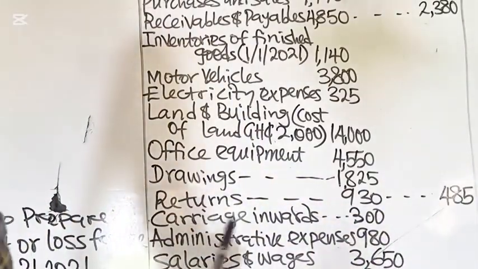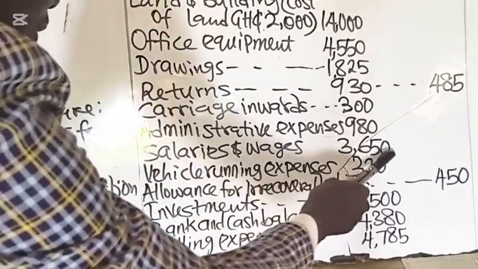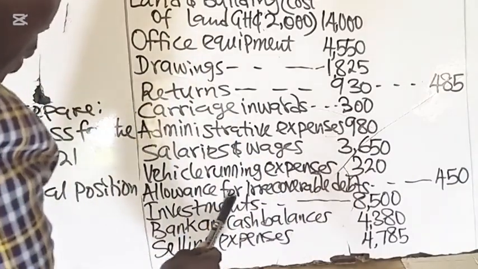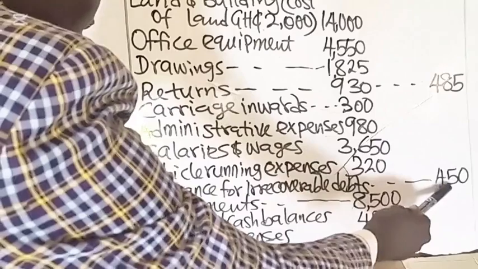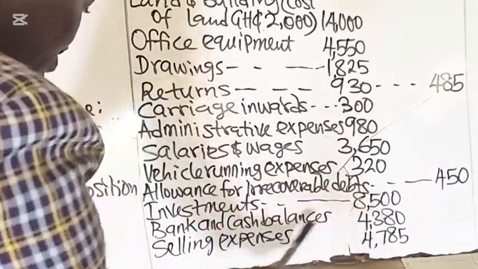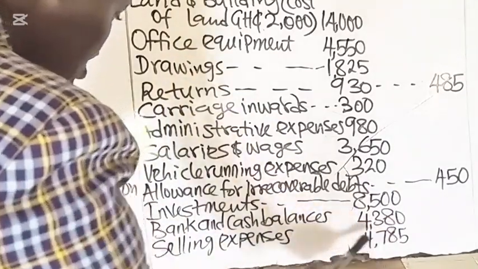We have carriage inwards 300. Administrative expenses 980. Salaries and wages 3,650. Vehicle running expenses 320. Allowance for irrecoverable debts 450. Investments 8,500. Bank and cash balances 4,380.